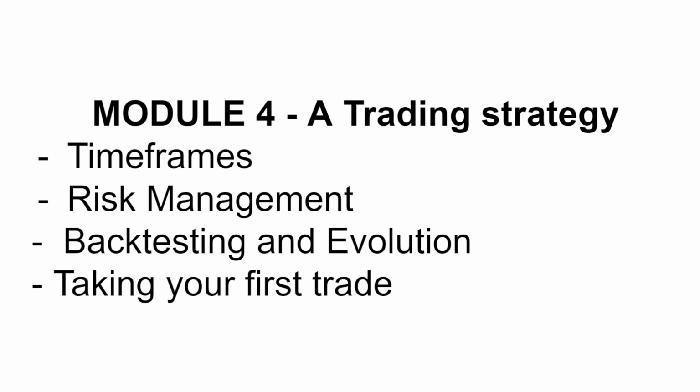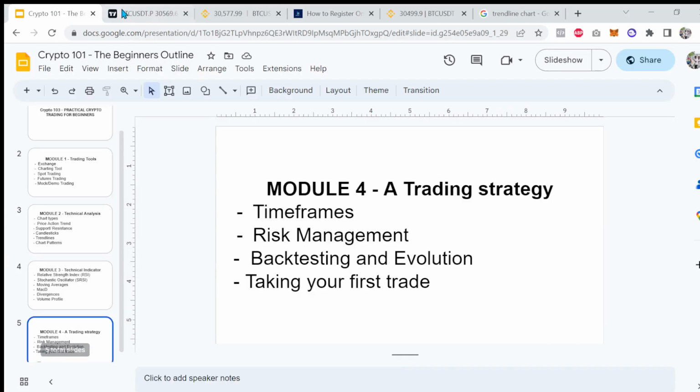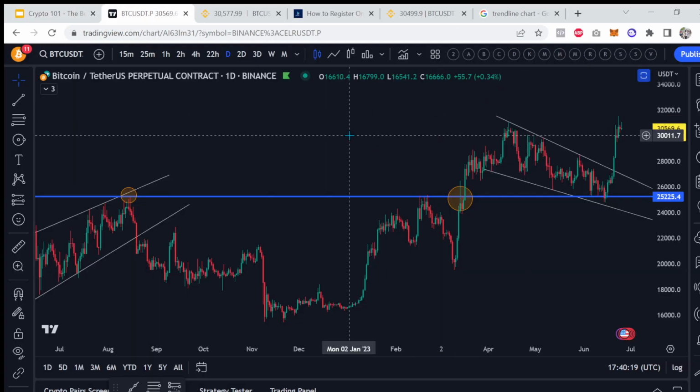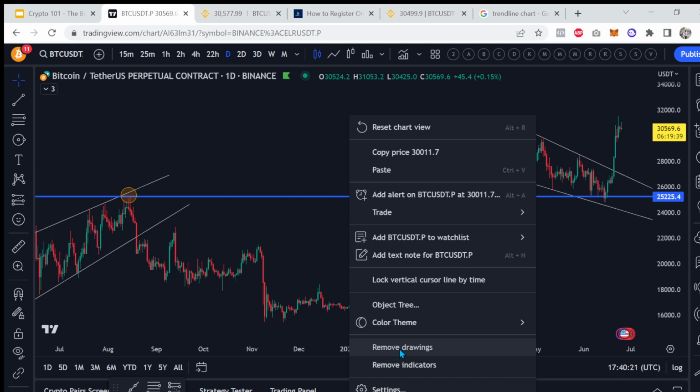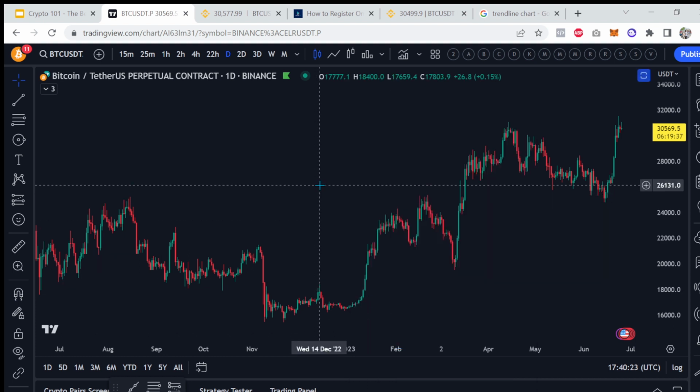So last but not the least, when it comes to practical trading, is our trading time frames and our trading strategies. So basically, this talks about how we manage our trade and how we go about our trade. So speaking of time frames, let me just clear all this. Time frames would evolve with the type of trader you are.